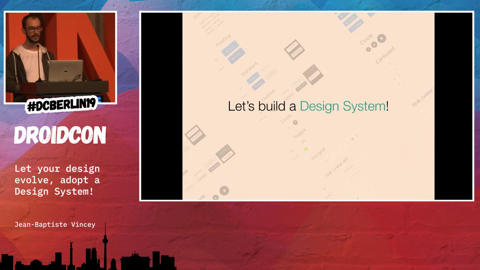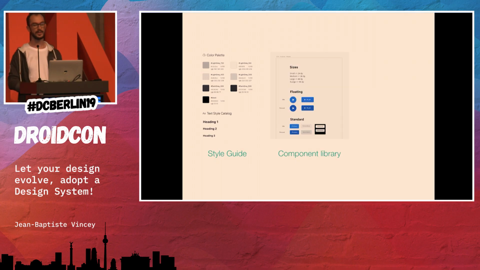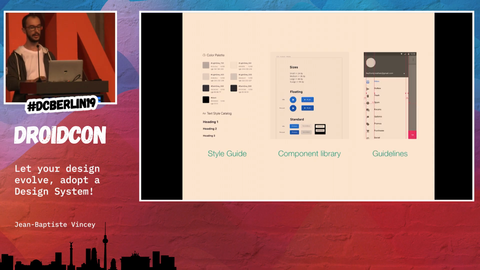So to tackle these issues, we decided to build a design system. Let's first see what a design system is. Basically, we consider that design systems are composed of three things. First is a style guide. It defines the colors and the text styles. Usually it's brand related, and it defines the look and feel of your app. The second part of a design system is a component library, where you define all your UI components, and the last part is a set of guidelines.